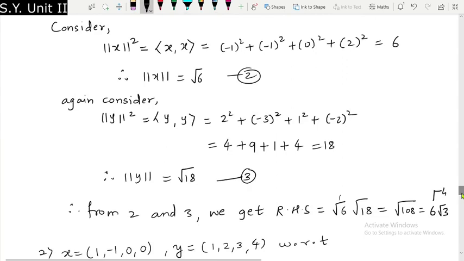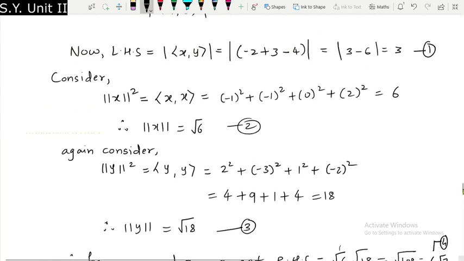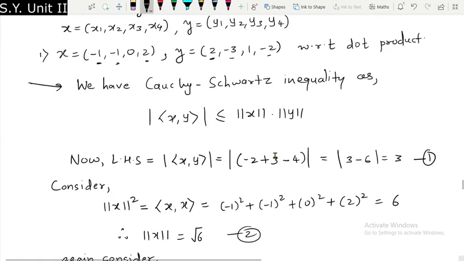Therefore, from 1 and 4, you can observe that this LHS is strictly less than RHS. It was obviously expected that LHS will be strictly less than RHS and not equal, because you can see that x and y are not scalar multiples of each other.